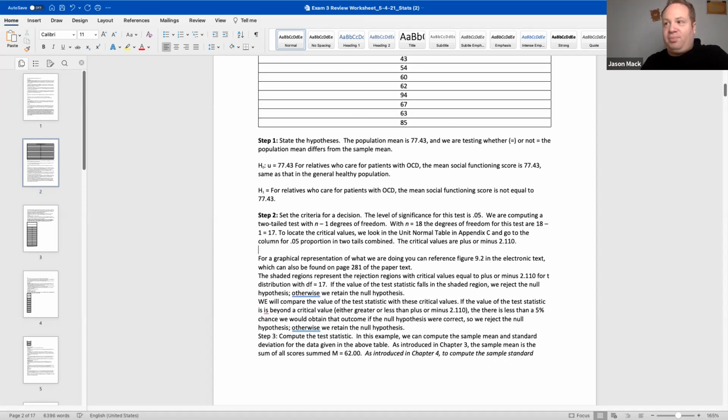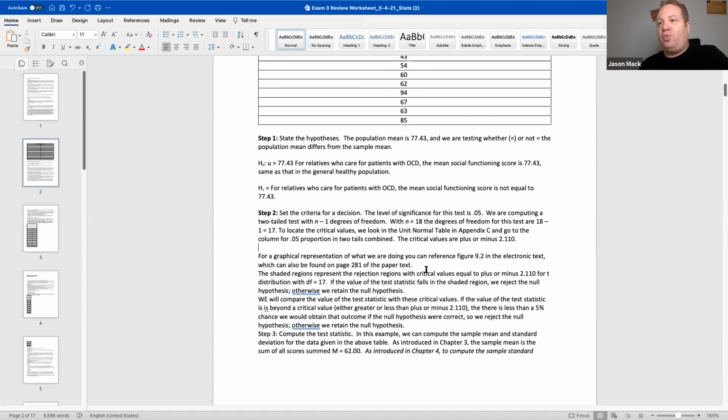The critical values, and please, as we're walking through this, take a moment and find this in the table so that it makes sense to you. The critical values are plus or minus 2.110.